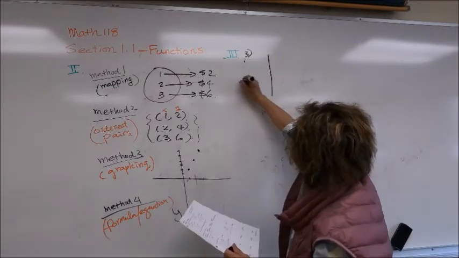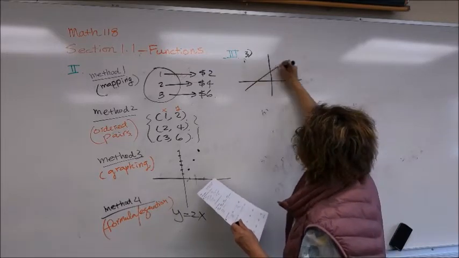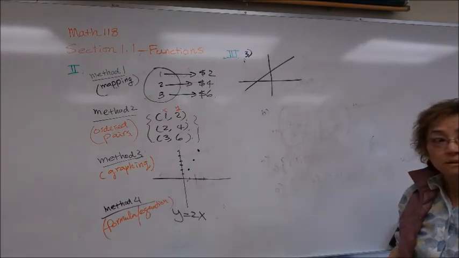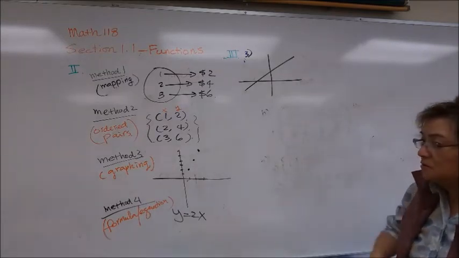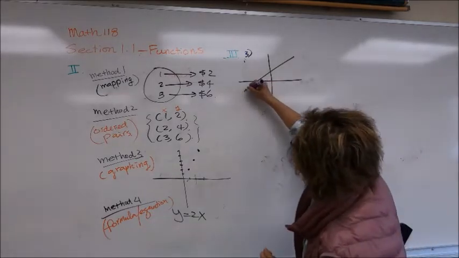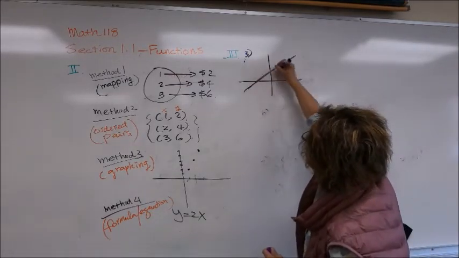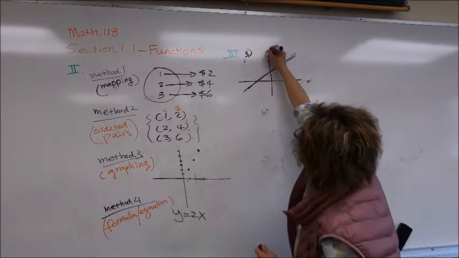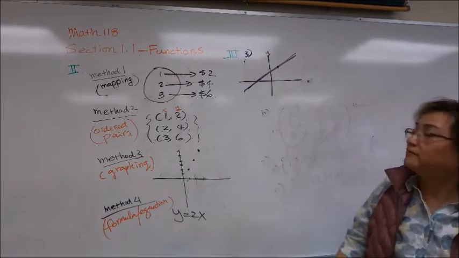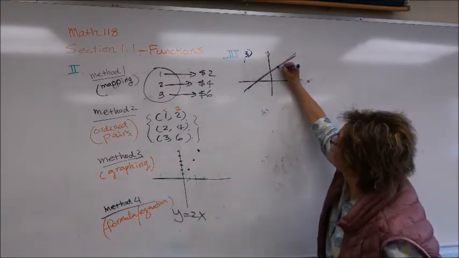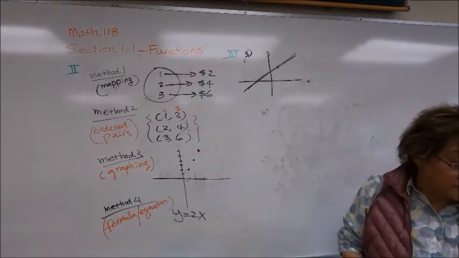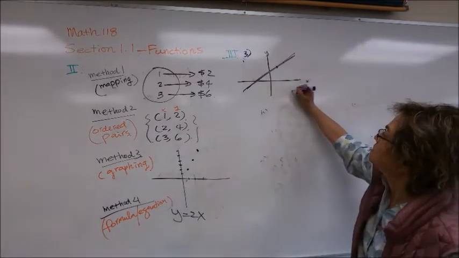So if I have a graph like this, what do you think? Is this a function? We are doing the graphing method. If you take a look, this line is your x, and this is your y. For each x, how many y do you have? For this x, I have this y. For this x, I have this y. Right? So is this a function? Yes.